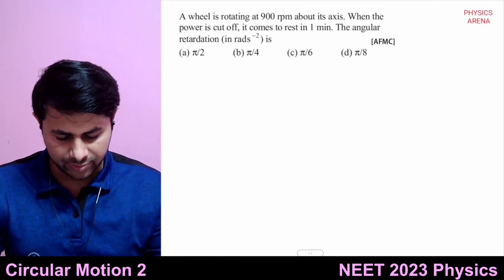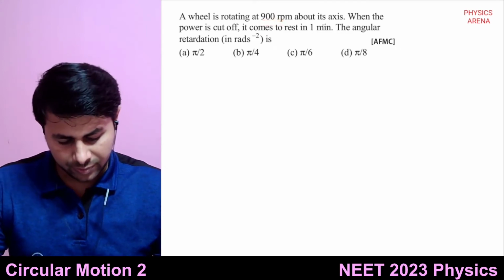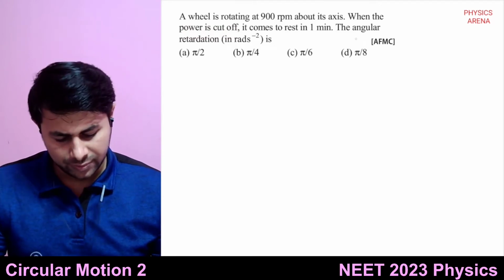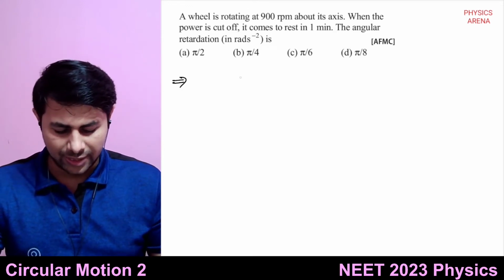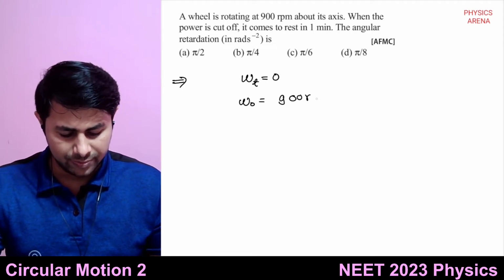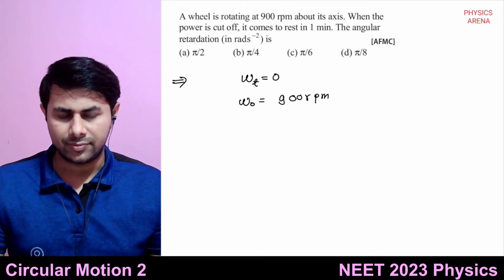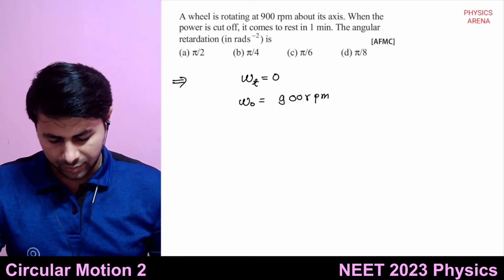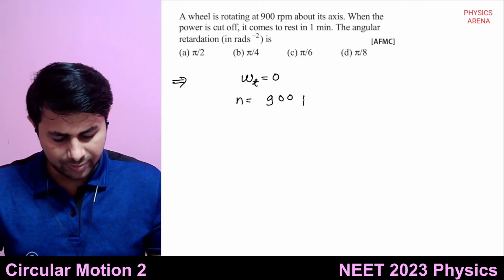Let's move on to the next problem. A wheel is rotating at 900 rpm about its axis when the power is cut off. It comes to rest in 1 minute. The angular retardation is? This is very simple, right? So final angular velocity is 0. Initial angular velocity is 900 rpm. You have to convert this to radians per second. So you are given n, the number of revolutions, 900 rpm.